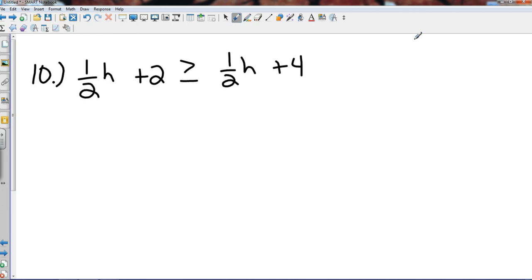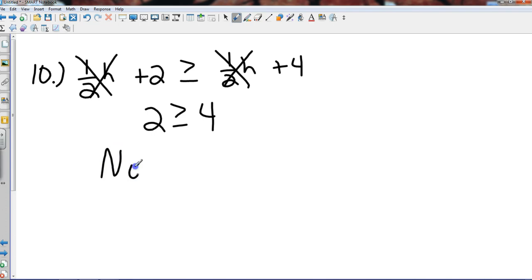Now, this one's a little different. I don't have to eliminate the fraction on this one, because they eliminate themselves. I have the exact same thing on both sides. I have 1 half h and 1 half h. So I can just cancel these. And I'm left with 2 is greater than or equal to 4. Is that true? It is not true. So what is my answer? No solution. Perfect.